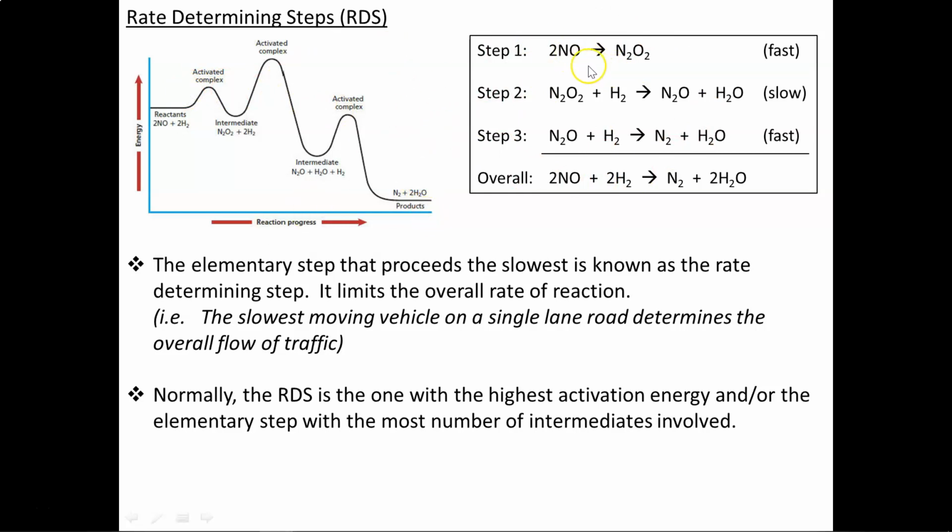So in this example, it doesn't matter how quickly I'm able to convert NO into N2O2. Even though this step is also very fast, we don't have the reactants for this reaction to go through because we're always waiting for step 2 to create these guys over here. Normally, the RDS, the rate determining step, is the one with the highest activation energy and/or the elementary step with the most number of intermediates involved.